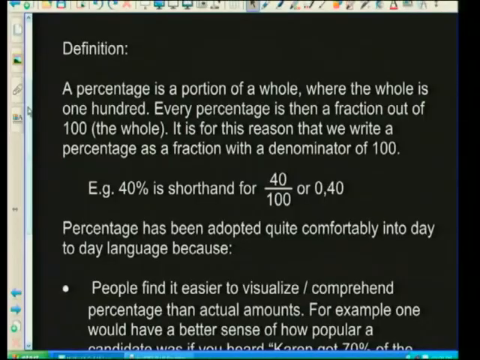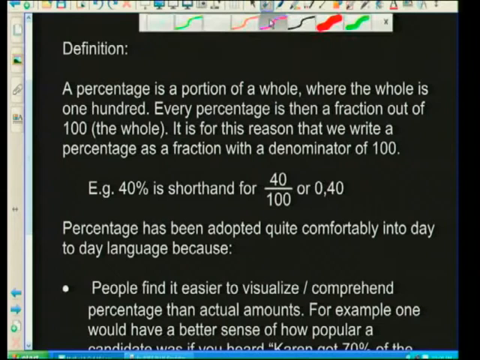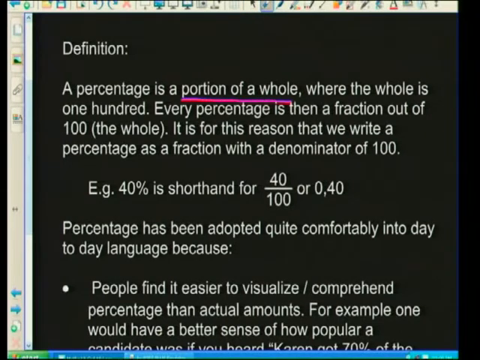So, the notes about percentage, a definition: percentage is a proportion of a whole. It's a portion of a whole, where the whole is 100. So every percentage is then a fraction out of a whole, out of 100. For this reason, we can write percentage as a fraction with a denominator of 100. So 40% is actually 40 out of 100. We can also write it as a decimal, 0.40.